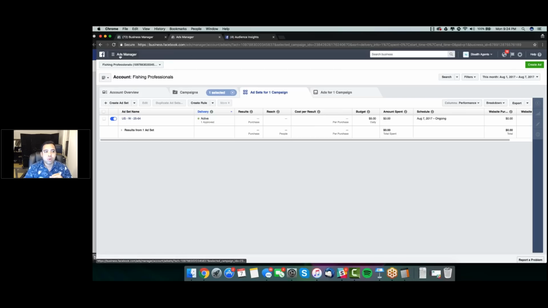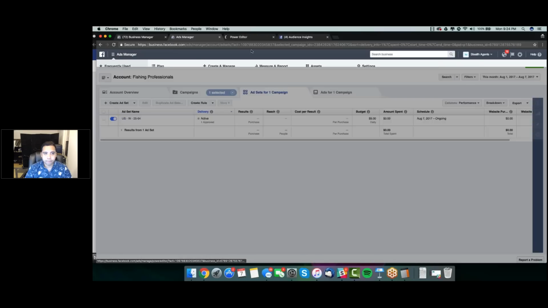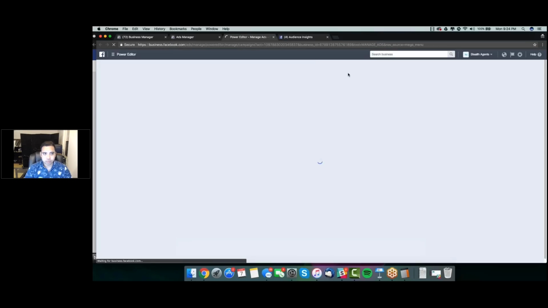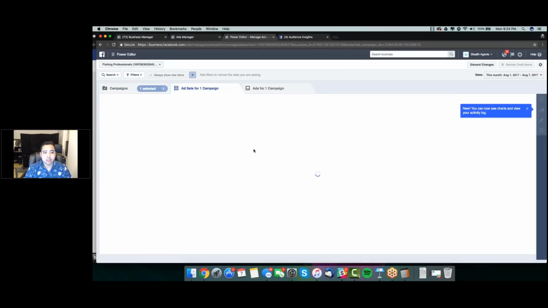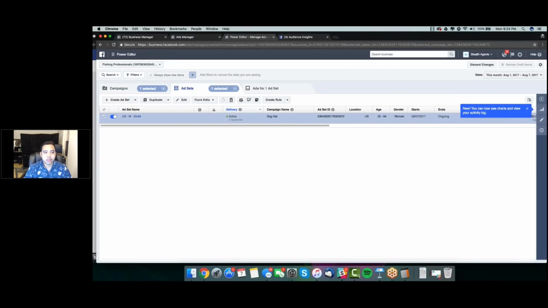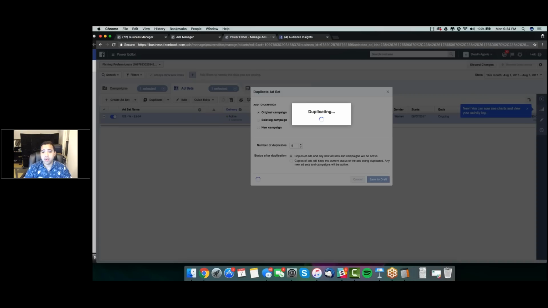This is my formula. So we go into our Power Editor. Click on that, click on Power Editor. What I'm going to do is duplicate this ad set 10 different times. The reason why I duplicate it 10 different times, I go more in depth with my training. The reason why I do this is because I want to multiply my success by 10 times.